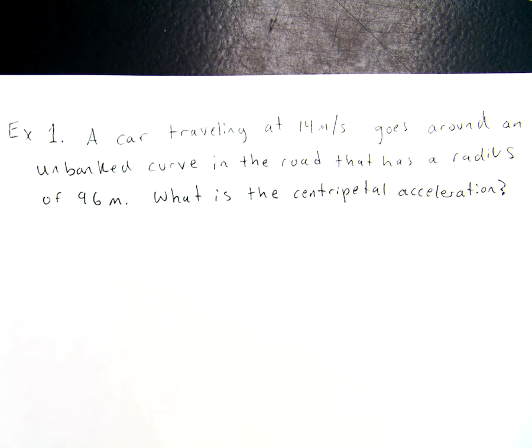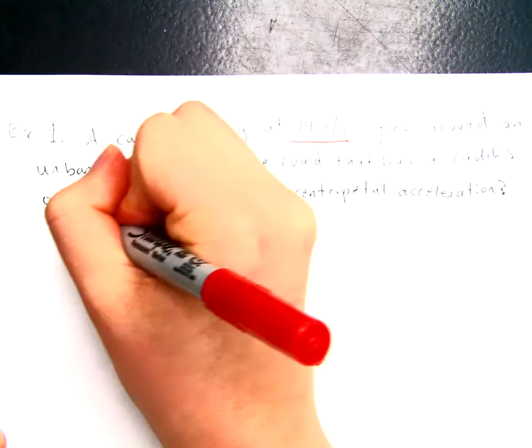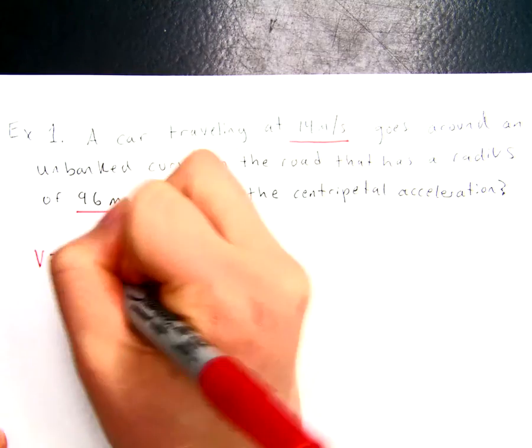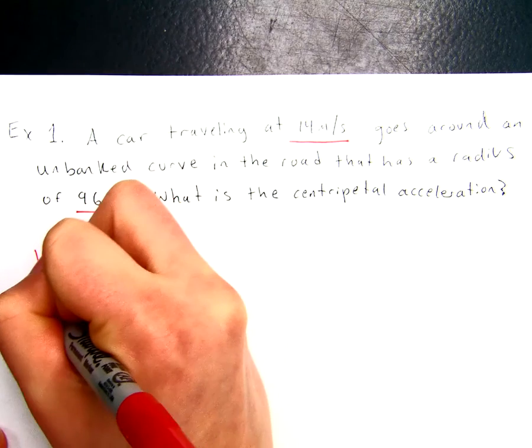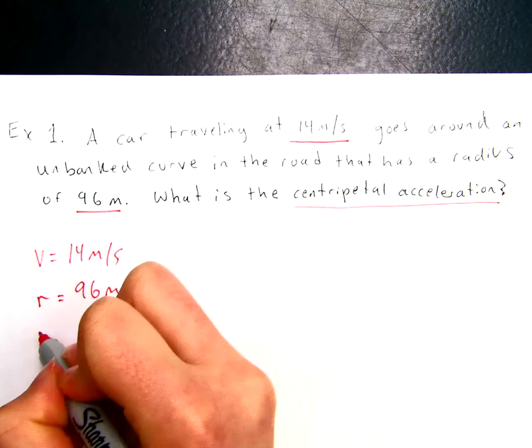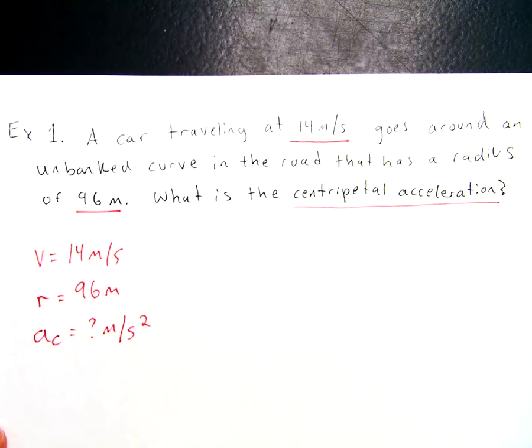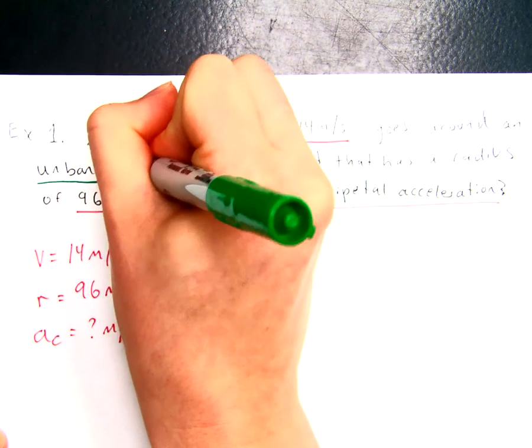The first one is a car traveling at 14 meters per second goes around an unbanked curve in the road that has a radius of 96 meters. And the question is, what is the centripetal acceleration? So there's a few good keywords here. The first is that we have two numbers. We have a velocity of 14 meters per second and a radius of 96 meters. We're looking for centripetal acceleration. We don't know what that is yet, but we know the units will be in meters per second squared. And the other key word here is unbanked.